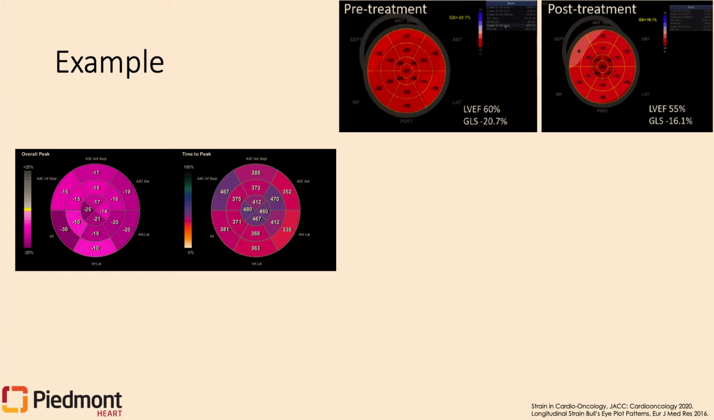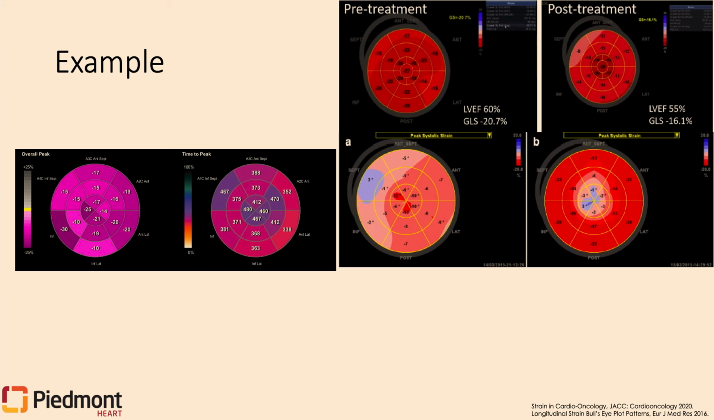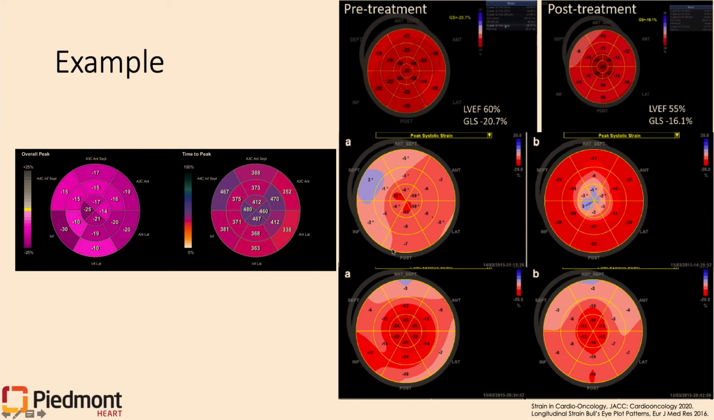Here is an example of a patient with diffusely abnormal strain, as you can tell just by the color scheme alone and by the numbers. There's even a blue or positive area of strain here. And you can see the strain is worse in the basal septum. This is an example of hypertrophic cardiomyopathy.